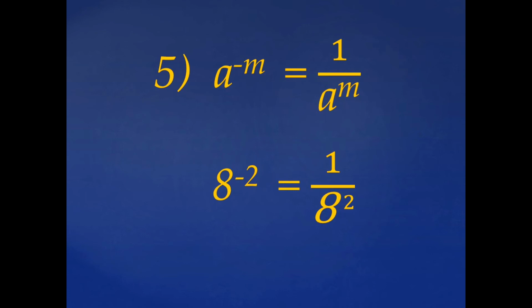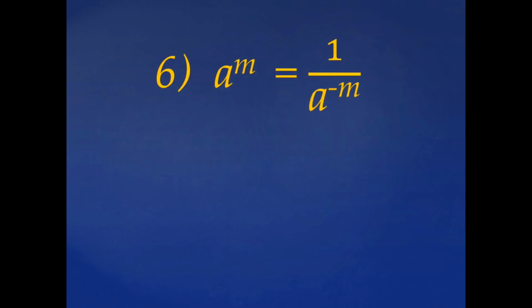The next law is exactly opposite to the previous one. That is, if we have a raised to m and we have to write a raised to m in the denominator, we should write 1 by a raised to minus m. That is, while taking a raised to m term in the denominator, we should change the sign of its index. That is 7 raised to 2, that can be also written as 1 by 7 raised to minus 2.